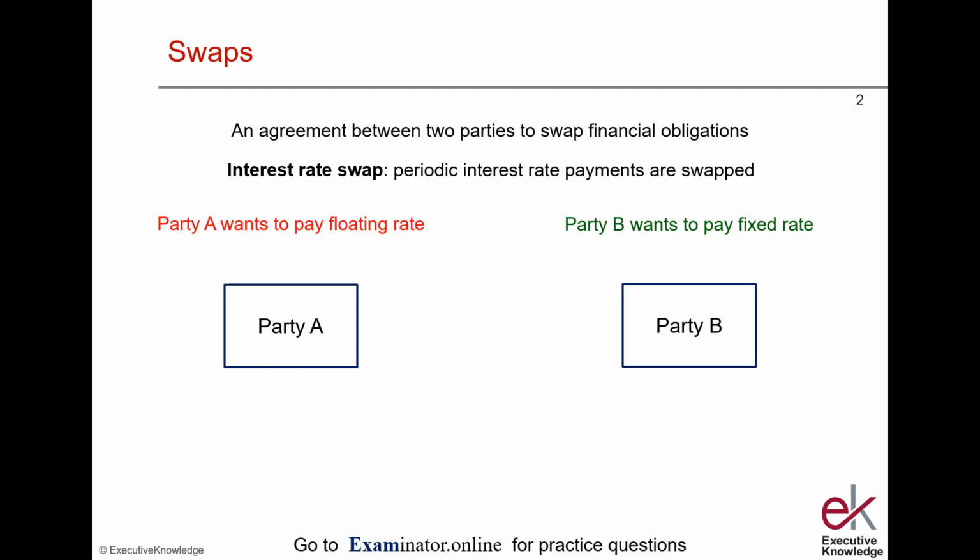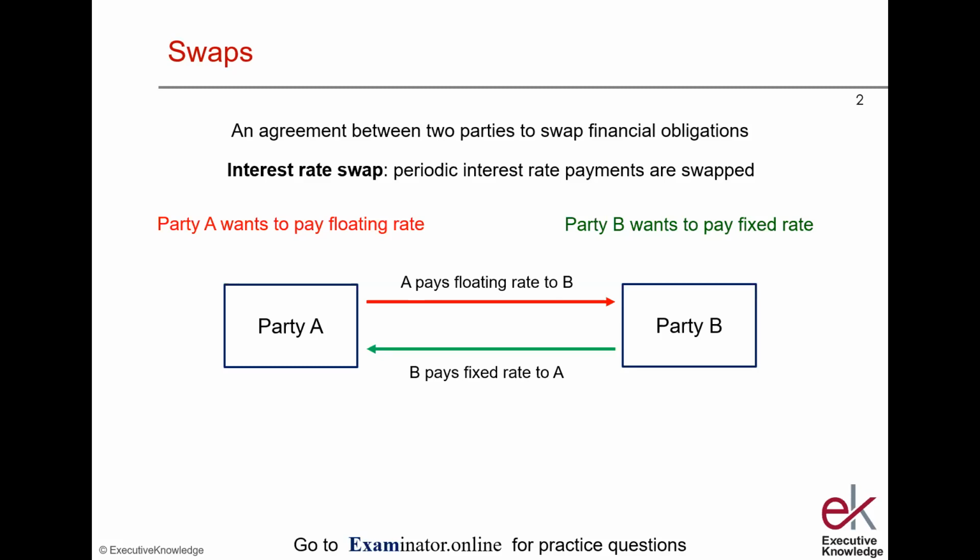Now, if a swap agreement is going to work, it will benefit both parties, and we will see that in the example that follows. You will see this wording in a question, that one party wants to pay floating, one party wants to pay fixed. So you set up the diagram. You should do this on a piece of paper in the exam room. You should note that A wants to pay floating, so in the swap arrangement, A pays floating to B and B pays fixed to A. That is the outcome that both parties want to arrive at.